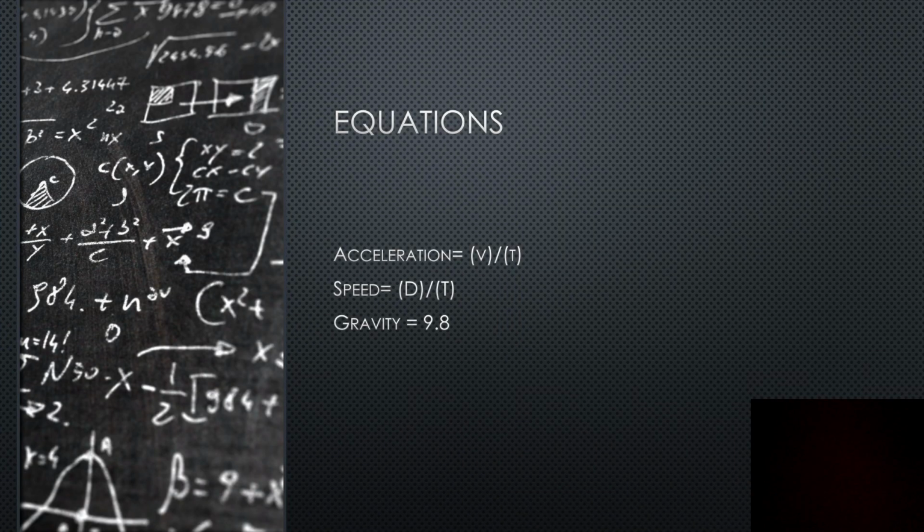So equations: we have acceleration, velocity over time. We have speed, distance over time. Gravity, which is 9.8.